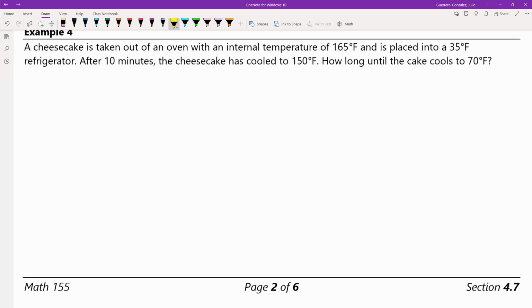Suppose I make a cheesecake, and I take it out of the oven, and the cheesecake itself has an internal temperature of 165 degrees Fahrenheit. And I grab this cheesecake and I put it into the refrigerator that is set at 35 degrees Fahrenheit. After 10 minutes, I stick a thermometer in it, and the cheesecake turns out to be 150 degrees Fahrenheit. So it hasn't cooled much, but at least I have a measurement that at 10 minutes, it's at 150 degrees Fahrenheit. How long will it take the cake to cool to 70 degrees Fahrenheit?